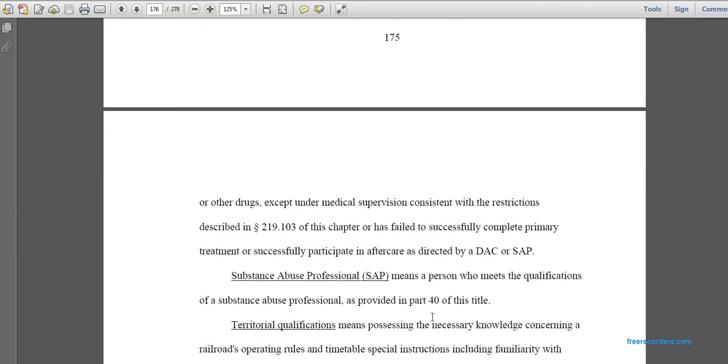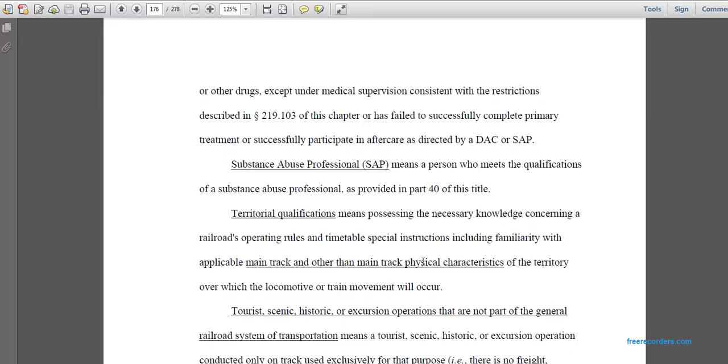Substance abuse professional means a person who meets the qualifications of a substance abuse professional as provided in Part 40 of this title. Territorial qualification means possessing the necessary knowledge concerning the railroad's operating rules, timetable, and special instructions, including familiarity with the applicable main track and other main track physical characteristics of the territory over which the locomotive or train movement will occur.